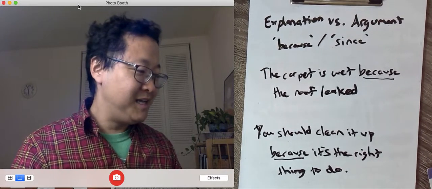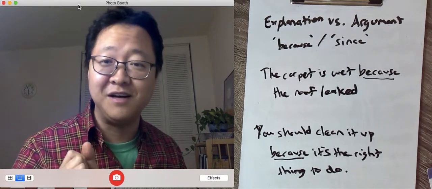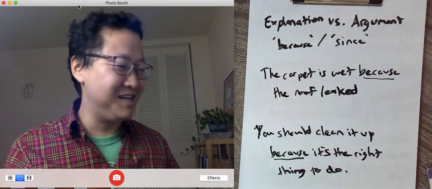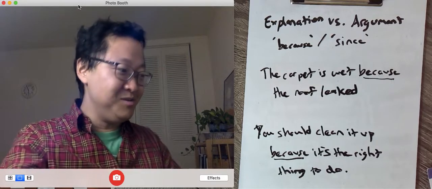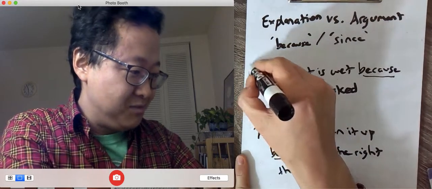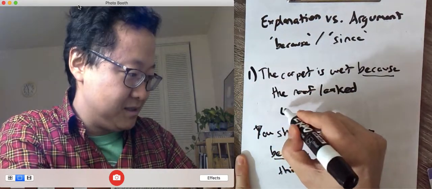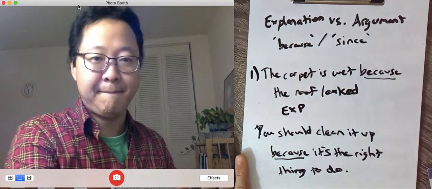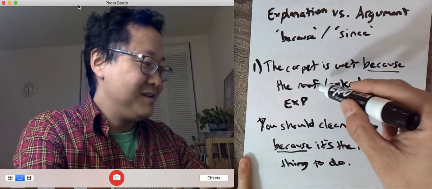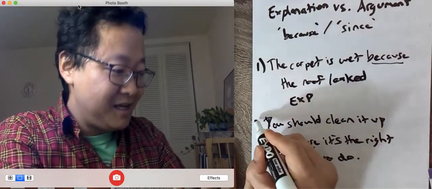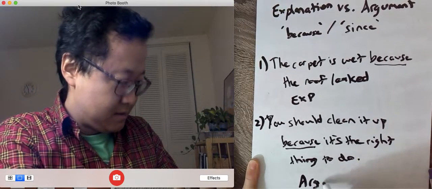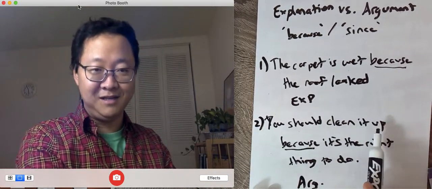Okay, so take a look at that and actually pause and try to figure it out on your own. So pause. Okay, I'm assuming that you just paused. And so think it through, and here's the answer. The first one, sentence one, is an explanation. You're explaining why the carpet is wet: the roof leaked. On the other hand, sentence two is an argument. You're trying to justify the claim that you should clean it up.